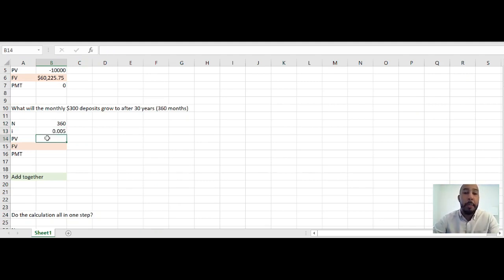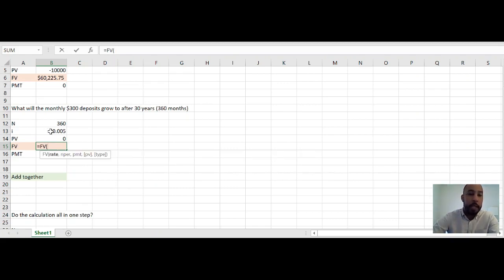In this case, our PV will be 0 because we're just looking at the $300 deposits. So we're not starting out with anything. At time 0 for this part of the problem, we have nothing. But for payment, we have the $300 monthly deposits. So I'll put negative 300 because $300 is coming out of Bob's pocket every month for the next 360 months. And then again, I'll solve for FV, future value.